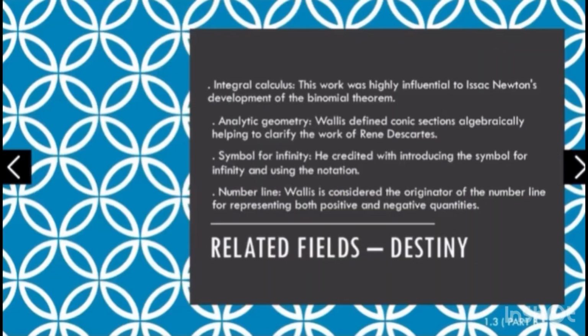Hello everyone, my name is Destiny. So first thing, the calculus. This work was highly influenced by Isaac Newton's development of the binomial theorem, the analytic geometry. Wallis defined conic sections algebraically, helping to clarify the work of Descartes. He introduced the symbol for infinity and used the notation. The number line: Wallis is also considered the originator of the number line. The number line represented both positive and negative quantities.